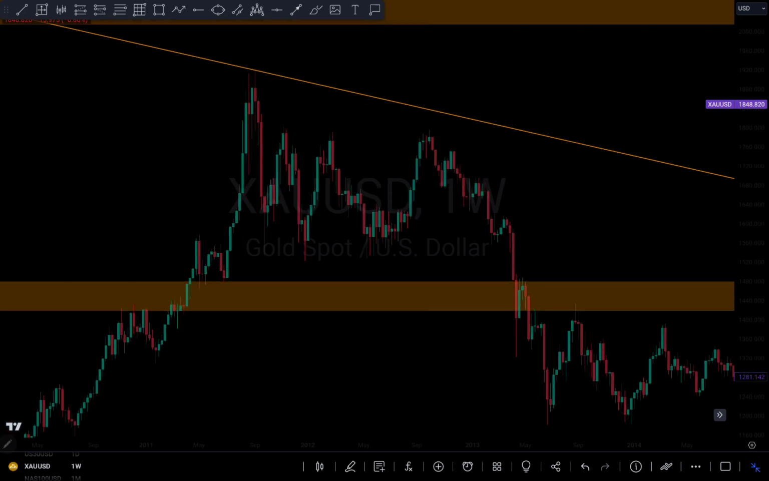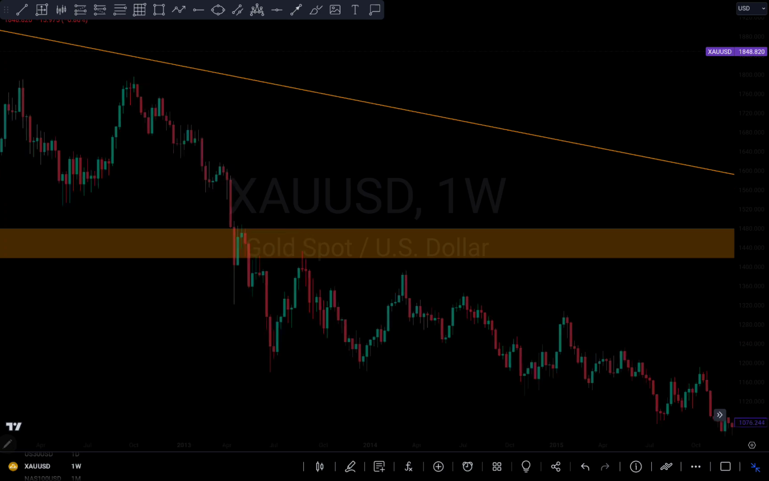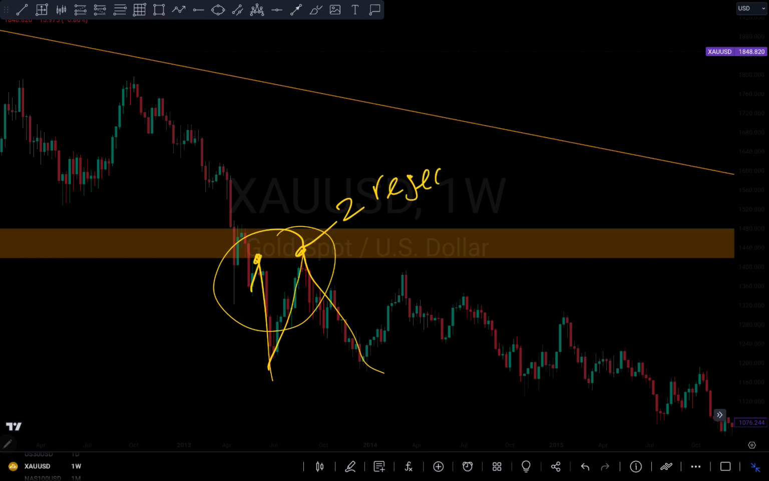Now let's look forward and see more. Coming to this level right here, we are still at the same zone. When we got to this zone right here, what did we do? We rejected. We broke this zone. When we came back to push to the upside around the zone, what happened? We rejected. We went back again to that zone. What happened? There was a rejection. So that's about 2 rejections on the same zone.